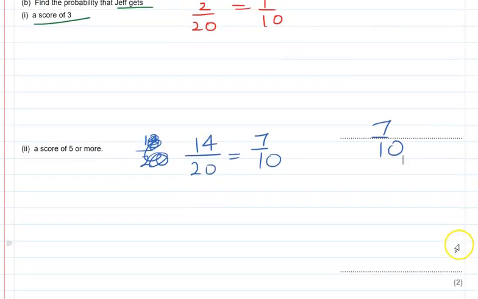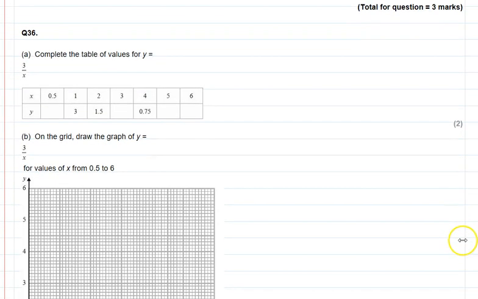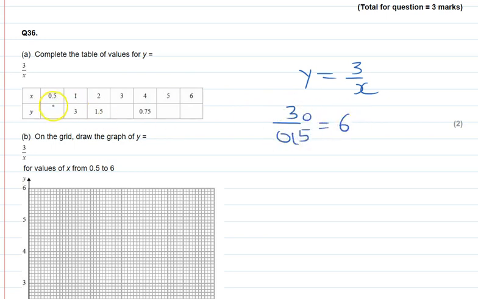Now the next one: complete the values of y equals 3 over x. So y is 3 over x, and we need to calculate this value. If you divide 3 by 0.5, it will be 6. So for 0.5 the value is 6.